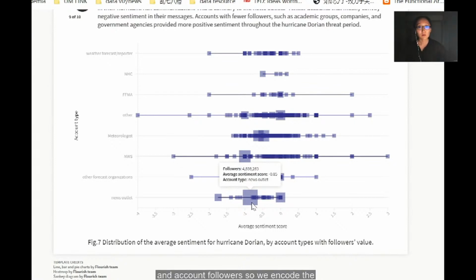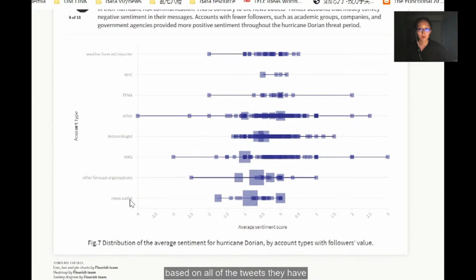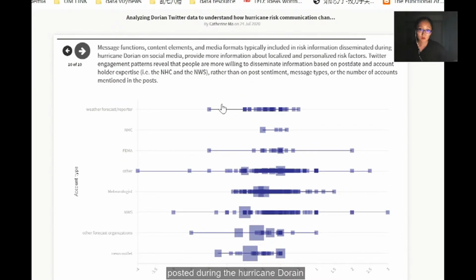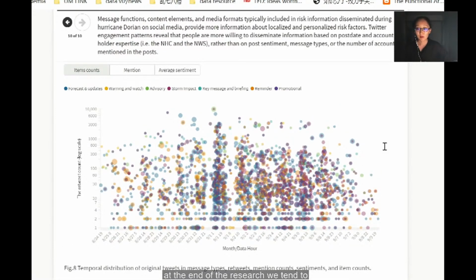We encode the number of followers of each account with the area of a square and calculate the average sentiment score of each account based on all of the tweets they posted during Hurricane Dorian. At the end of the research, we explore the relationship among the message type, retweets, amount of mentions, and amount of items one message included, and also the sentiment. So we made this multi-dimensional scatter plot with a log scale y-axis.